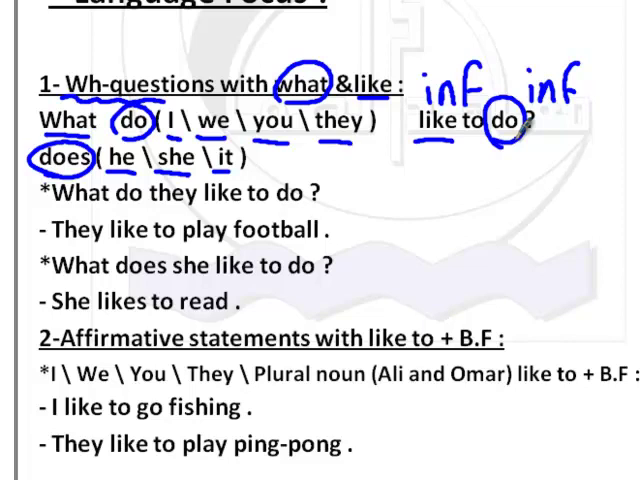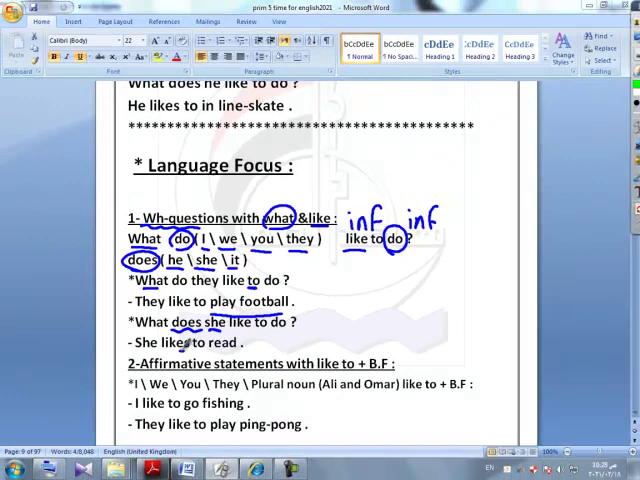For example, what do they like to do? They like to play volleyball. What does she like to do? She likes. Here we put s because it's a singular pronoun. She likes to read. Okay?